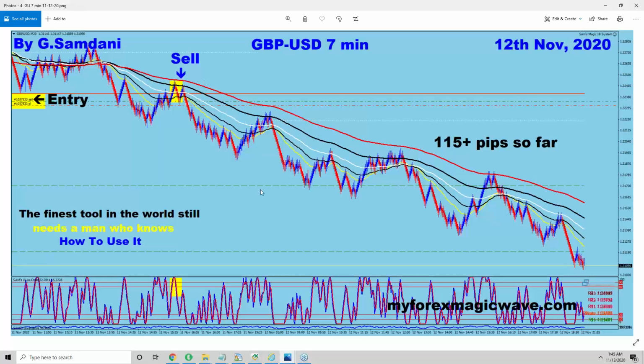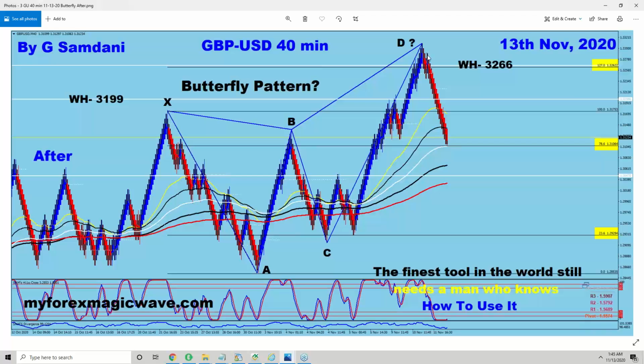Similarly, if you can see here, that's the entry here, entry here, entry here, entry here. All of this is just going all the way down. On the bigger scale, on a 40-minute chart, you see only a straight line here, right? And it is even bullish right now because the yellow is above the black. So this is not to trade.